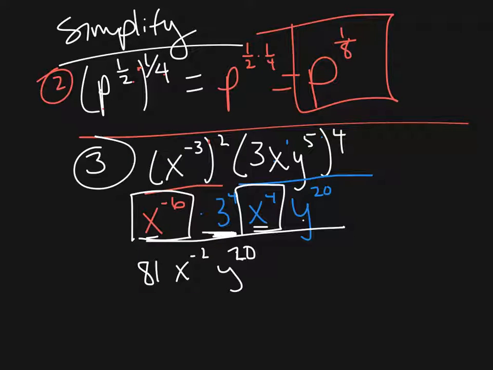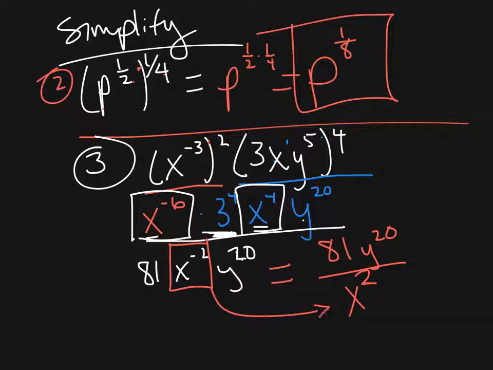But then I need to keep in mind I am not allowed to have a base with a negative exponent in my final answer. So anything with a positive exponent stays up, and anything with a negative exponent goes down. But when you move it down, you get rid of that negative. So that x to the -2 just needs to go down to the denominator.